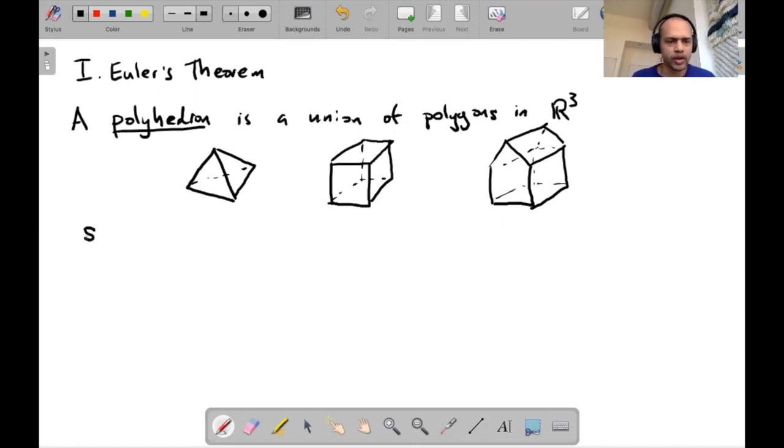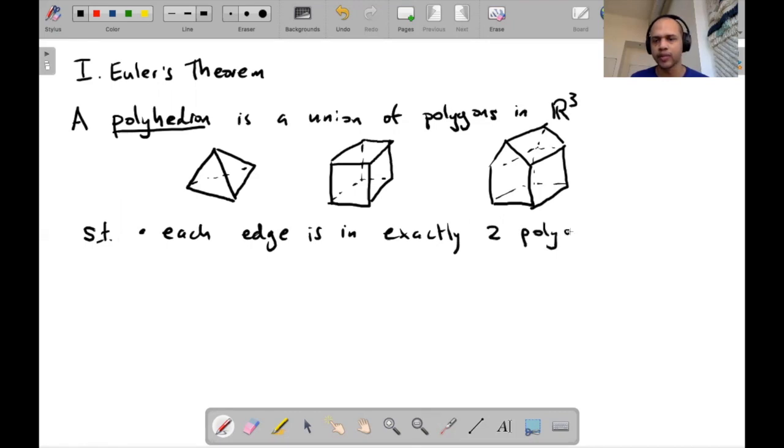So, okay, what is this niceness condition? So we want them to be glued so that, first of all, each edge is in exactly 2 polygons. So we don't want to see this picture around an edge. Here you have 3 triangles coming together. That's not allowed.